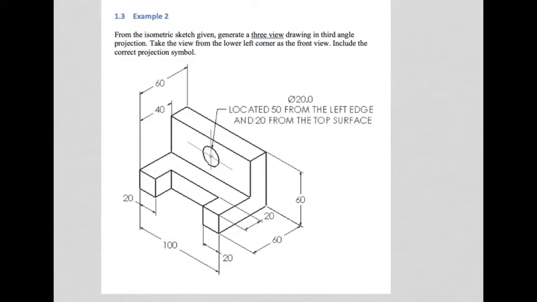Include the correct projection symbol. Okay, so all the dimensions appear to be here. There's a hole all the way through over there, and there are all the other dimensions given to you. So you are given an isometric sketch, and from it you must make a three-view drawing in third angle projection. So I want you to take a piece of paper, stop the video now, and make a good attempt at that before carrying on.